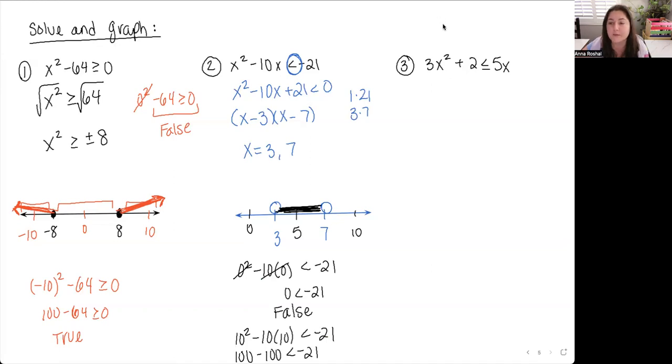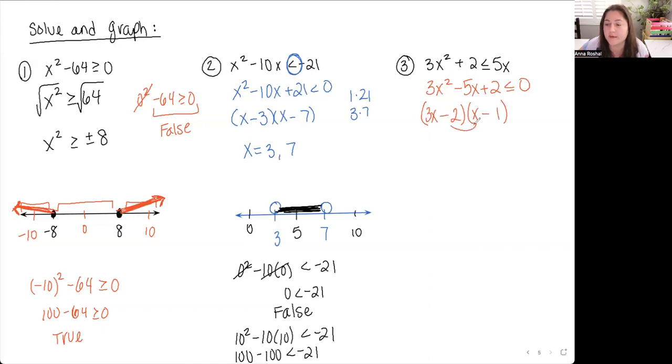Now on this last one, we're going to do the same exact thing. We're going to have 3x squared minus 5x plus 2 is less than or equal to 0. In this particular case, you can do a couple of things. You can actually go in and factor this if you want, or you can go ahead and use the quadratic formula. I know that I can factor this, it's a little easier. You're going to go ahead and do that, but definitely feel free to do the quadratic formula.